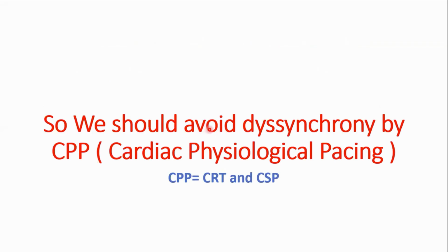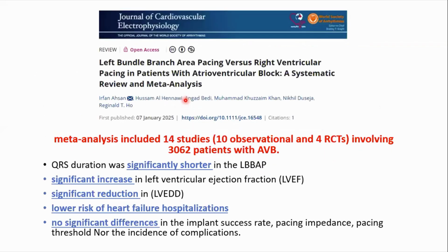Dyssynchrony is a great problem, and it should be avoided. It can be avoided by what we call cardiac physiological pacing. Cardiac physiological pacing is a term that refers to CRT and conduction system pacing. Currently, there is great evidence that left bundle branch area pacing is much better than right ventricular pacing.